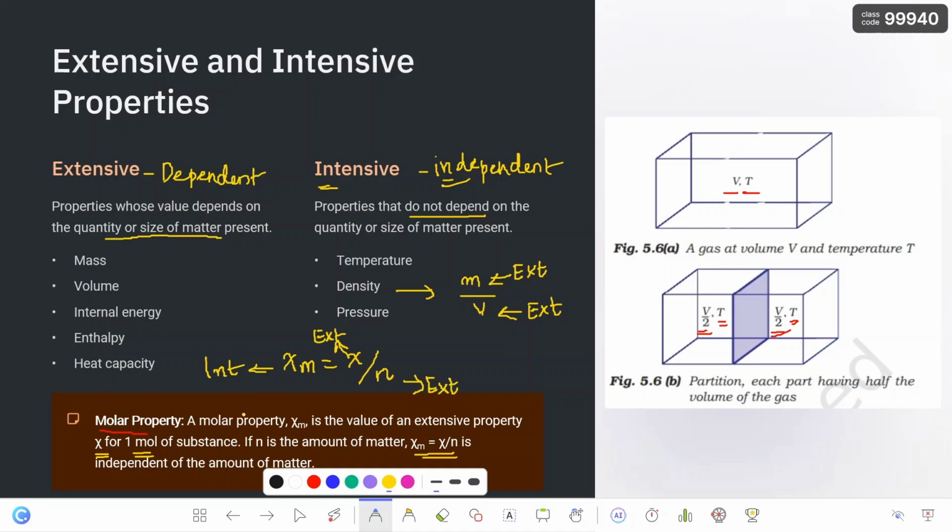Whatever molar property you take, for example, heat capacity is extensive, but molar heat capacity will be intensive. Similarly, enthalpy is extensive, but molar enthalpy will be intensive. So that kind of change will happen. That also you have to remember.